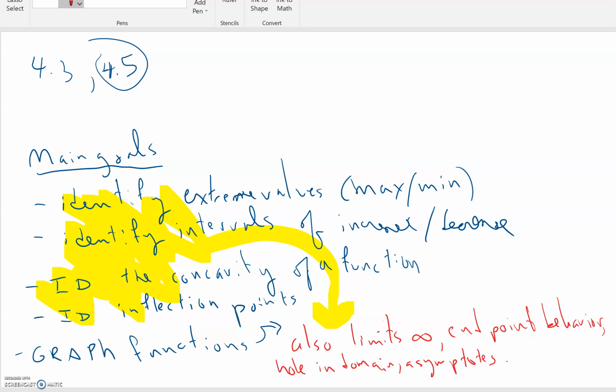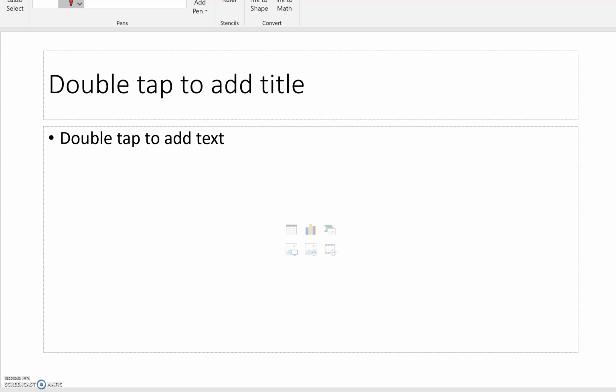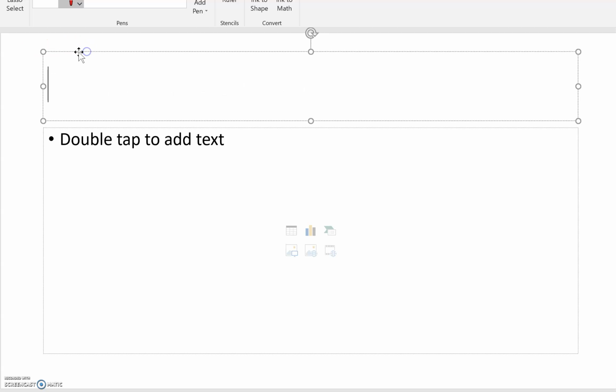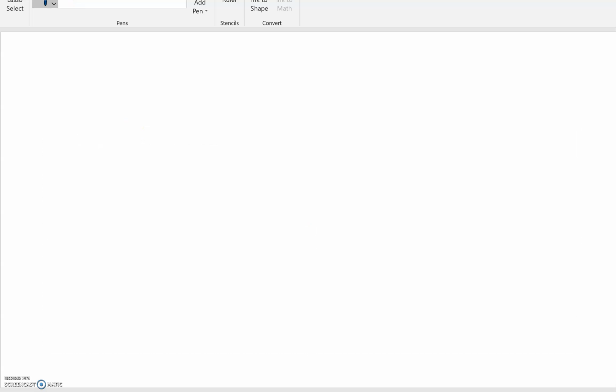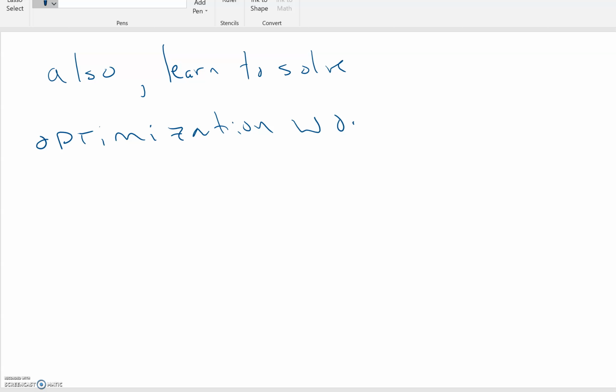Now, there's actually some other related issues which are also really important. One of the other big things that we're going to learn how to do within this section is solving. Also, we will learn to solve optimization word problems. This will use maxes and mins. So this will be later, okay? A little bit later, not too much later, but not immediately, okay?